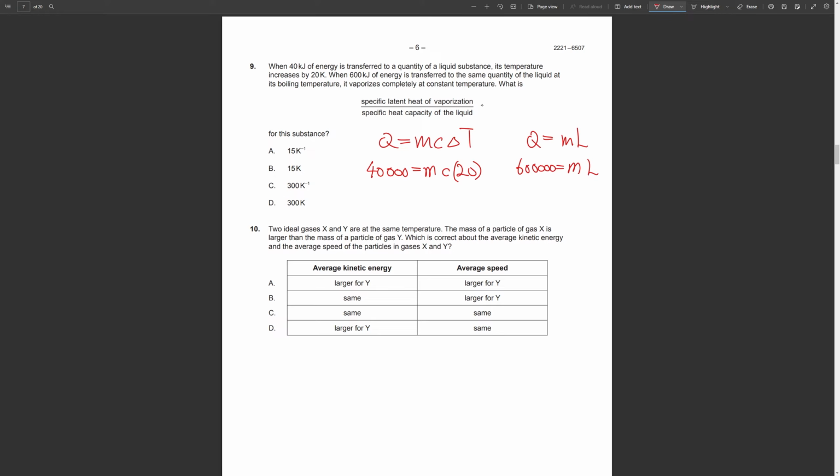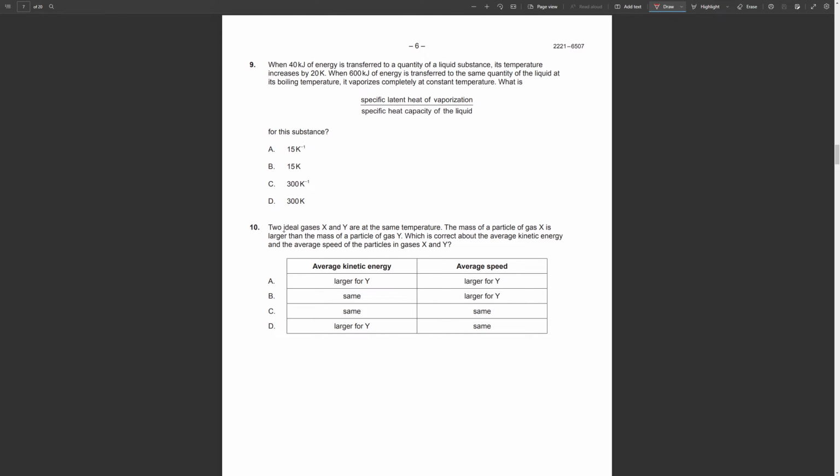The question requires the ratio of the specific latent heat of vaporization to the specific heat capacity of the liquid. So you can make the equation like 600,000 divided by 40,000 equals mL divided by mc times 20. After simplifying, you will get L over C equals 300. The answer is D.